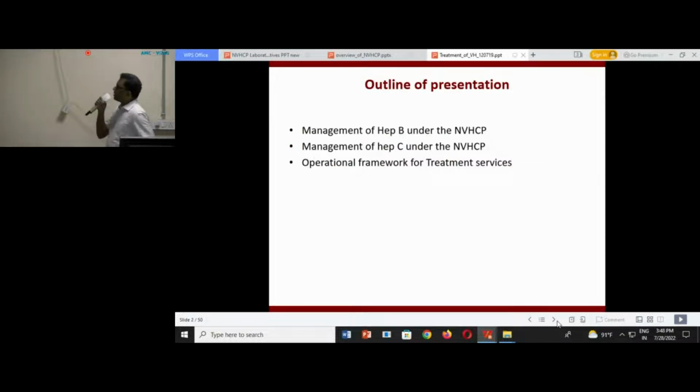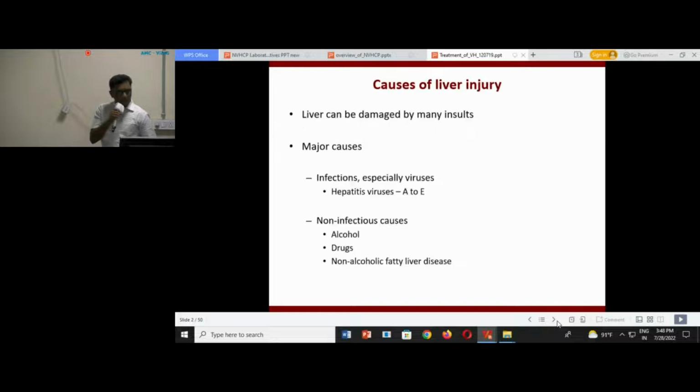So this is my outline of presentation. Just a brief thing, as you all know, there are so many causes for liver injury, apart from viruses: alcohol, drugs, and of late we see this non-alcoholic fatty liver disease. A lot of reports come to us with fatty liver.